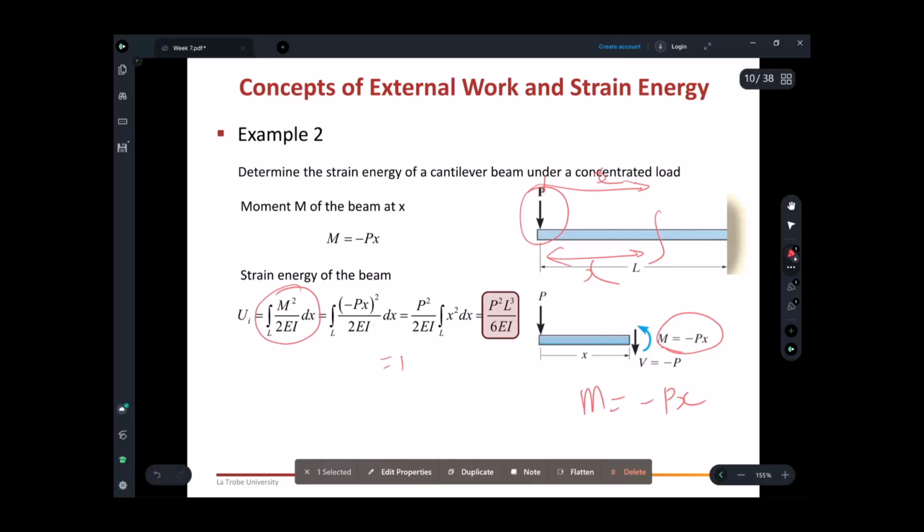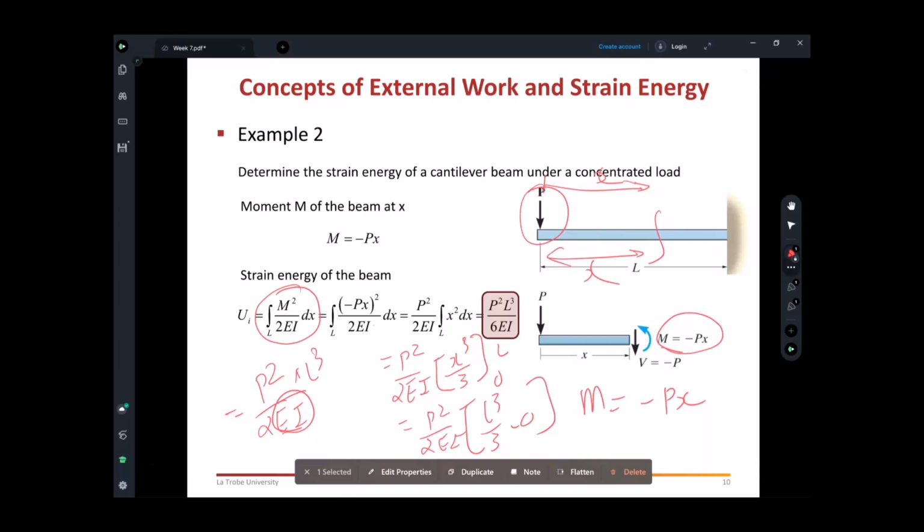So I can just do a little bit of work here. That is x cubed over 3, from 0 to L. So P square over 2EI, L cubed over 3 minus 0. So finally you get P square over 2EI times L cubed over 3. Now, by the way, this EI is the axial, no, flexural stiffness. Flexural stiffness meaning how stiff it is in bending.